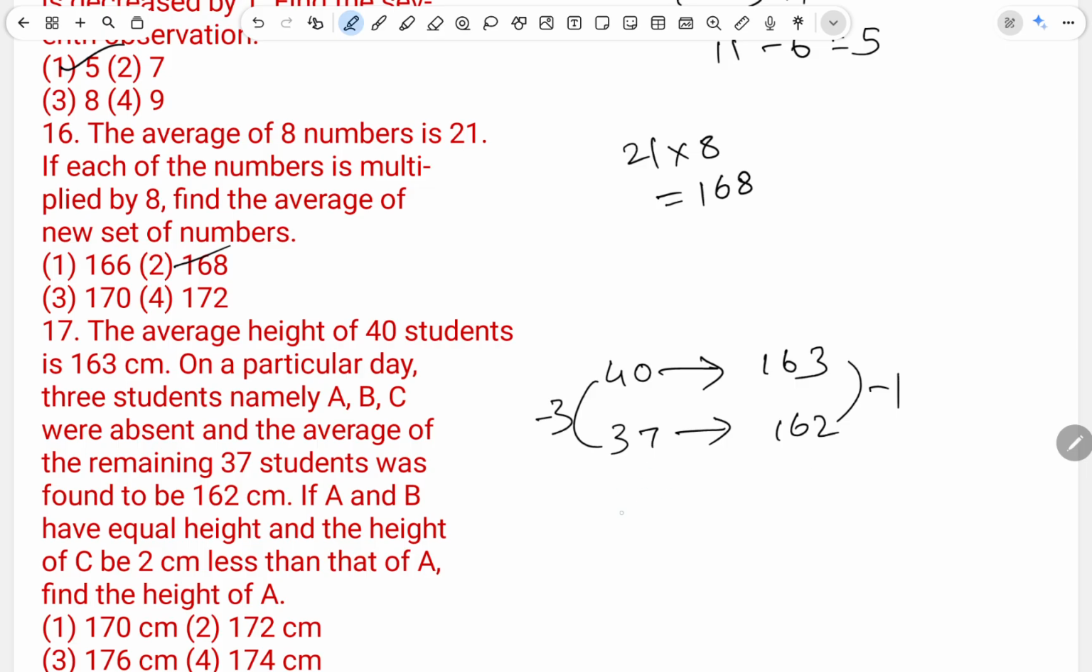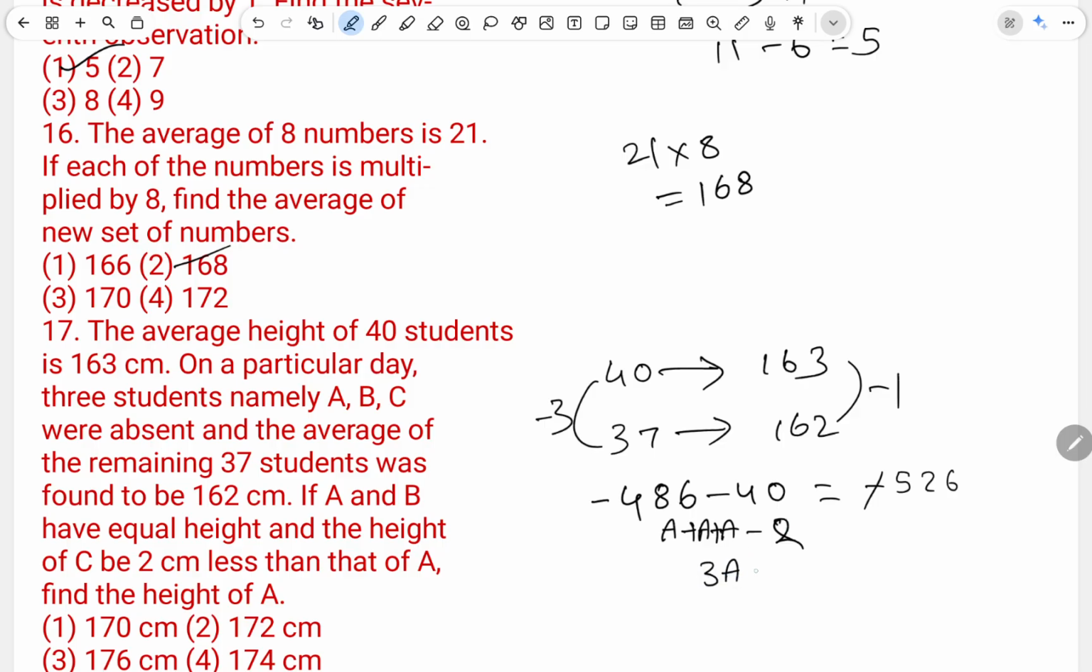So minus 3 into 162, 3 2 6, 3 6 18, 486, minus 1 into 40, minus 40. So it is also minus. It will be minus 526 because they are absent. Minus indicates absent. Now if A and B have equal height and the height of C is 2 centimeters less than that of A, means A minus C, and A and B are equal, so A plus B I will write as 2A. A minus C is 2.